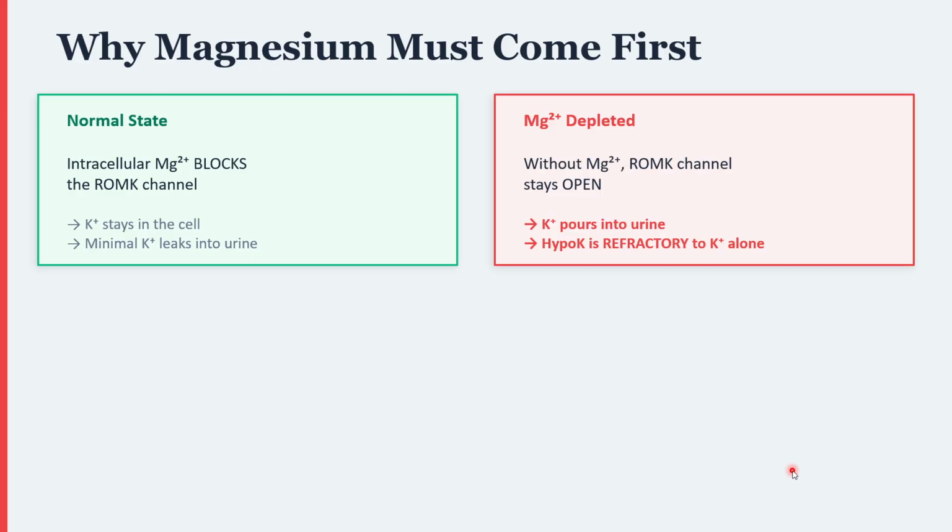But when magnesium is depleted, which happens in Gitelman from TRPM6 downregulation, that ROMK channel loses its block, it stays wide open, and potassium just pours through it into the urine. This is why hypokalemia from hypomagnesemia is refractory to potassium repletion alone. You can give potassium all day, and the level won't budge because it's going straight back out through the unblocked ROMK channel.